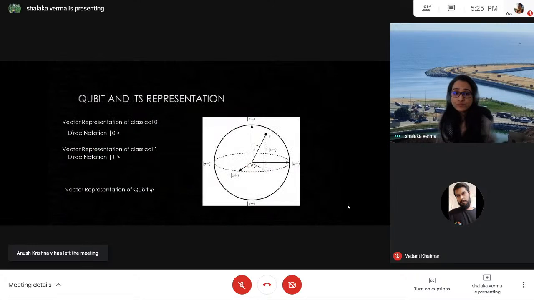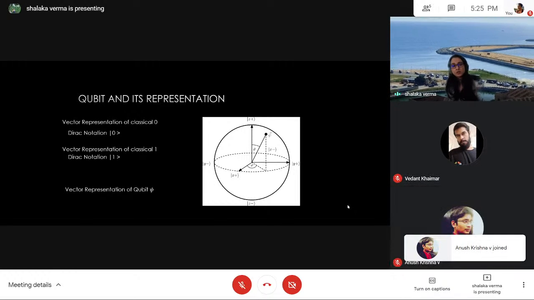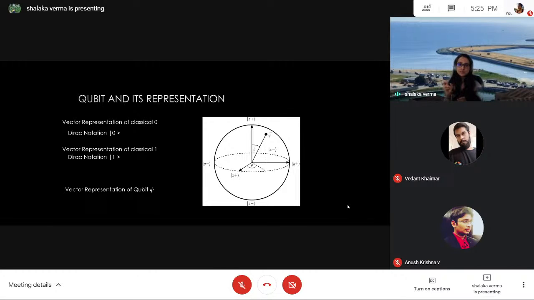Yeah. Now, I'm going to spend maybe 2-3 slides to spend some time on how this whole thing looks mathematically, right? So what you see on this chart is a Bloch sphere. The Bloch sphere is a mathematical representation of a qubit.